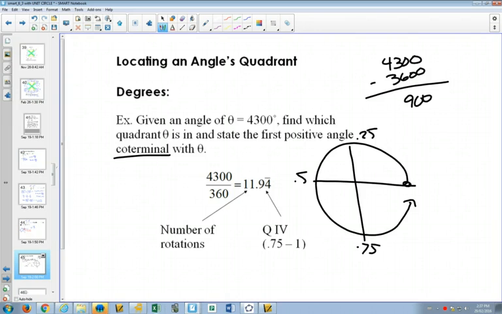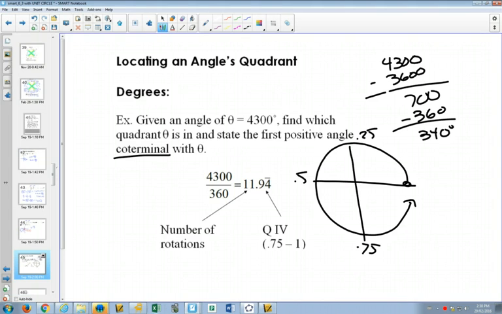I could subtract 360 two more times, and then that would be, what did I do? Oh, it's 700. Yeah, not 900. Thank you. Something seemed awfully wrong there for a second. 700. So I can only subtract 360 one more time, leaving me with 340 degrees. And so 340 degrees would be the first positive coterminal angle.